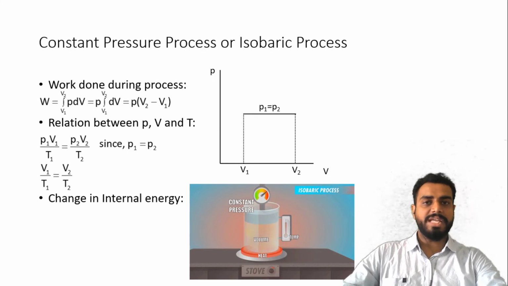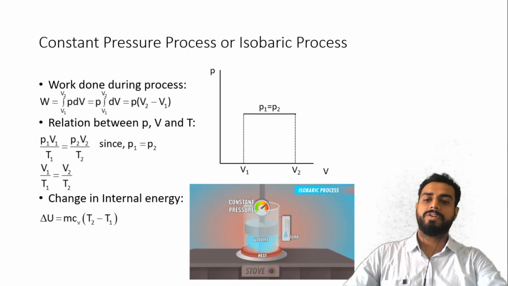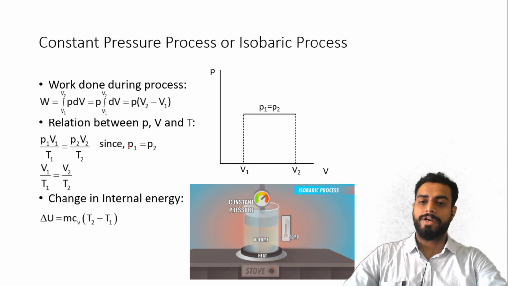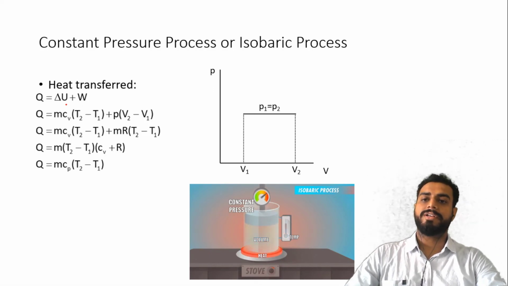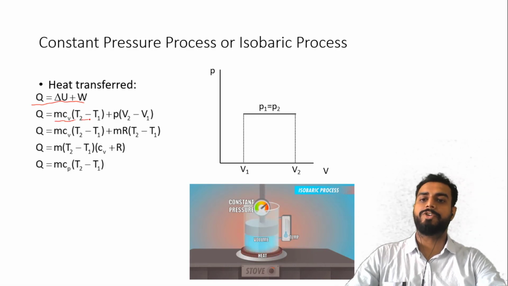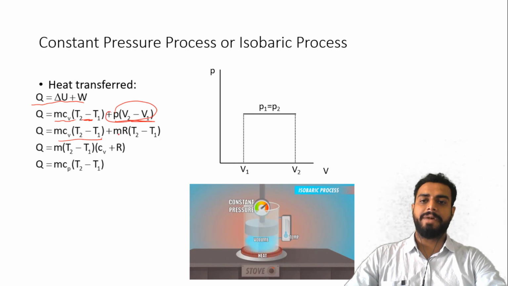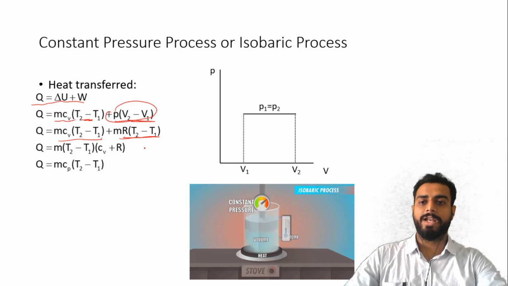Further, change in internal energy. Change in internal energy, that is delta U, is equal to m Cv (T2 minus T1). That is already known to us; we have derived that earlier. Now further, heat transfer. Heat transfer Q is equal to delta U plus W. Delta U we know is m Cv (T2 minus T1) plus W, that is P(V2 minus V1). Now P(V2 minus V1) we can write as m R (T2 minus T1). We have followed this practice in the previous process also, so you are now very well aware.